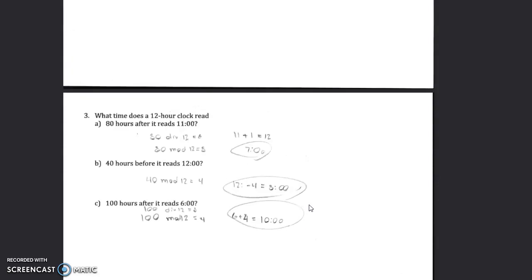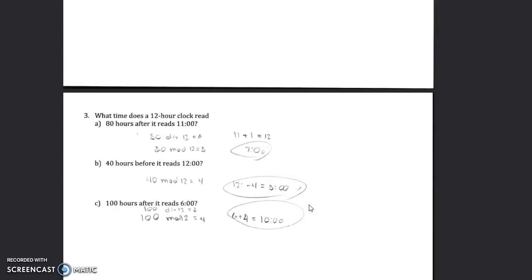3, these are a little more like word problems in a way. What does a 12-hour clock read? So here I decided to do it a different way. Number 8, I did for A. You have 80 hours after it reads 11 o'clock. So what I did was I was just looking for how much is left over when I do 80 div 12.